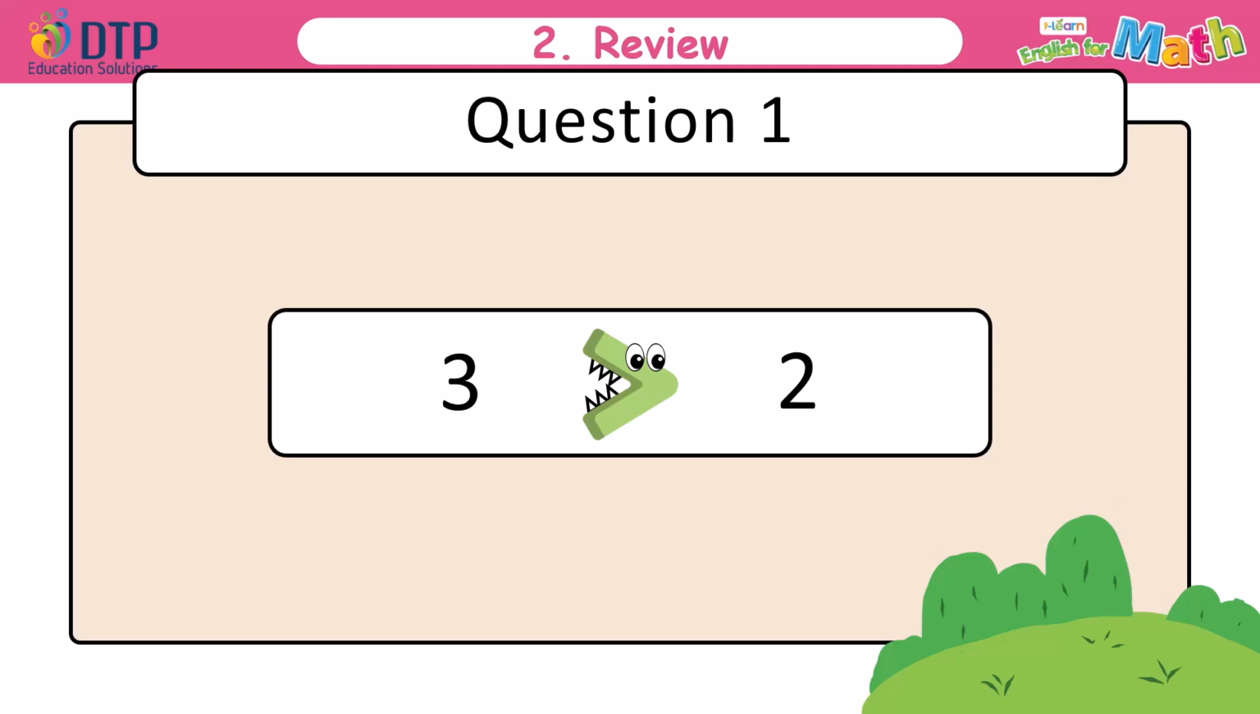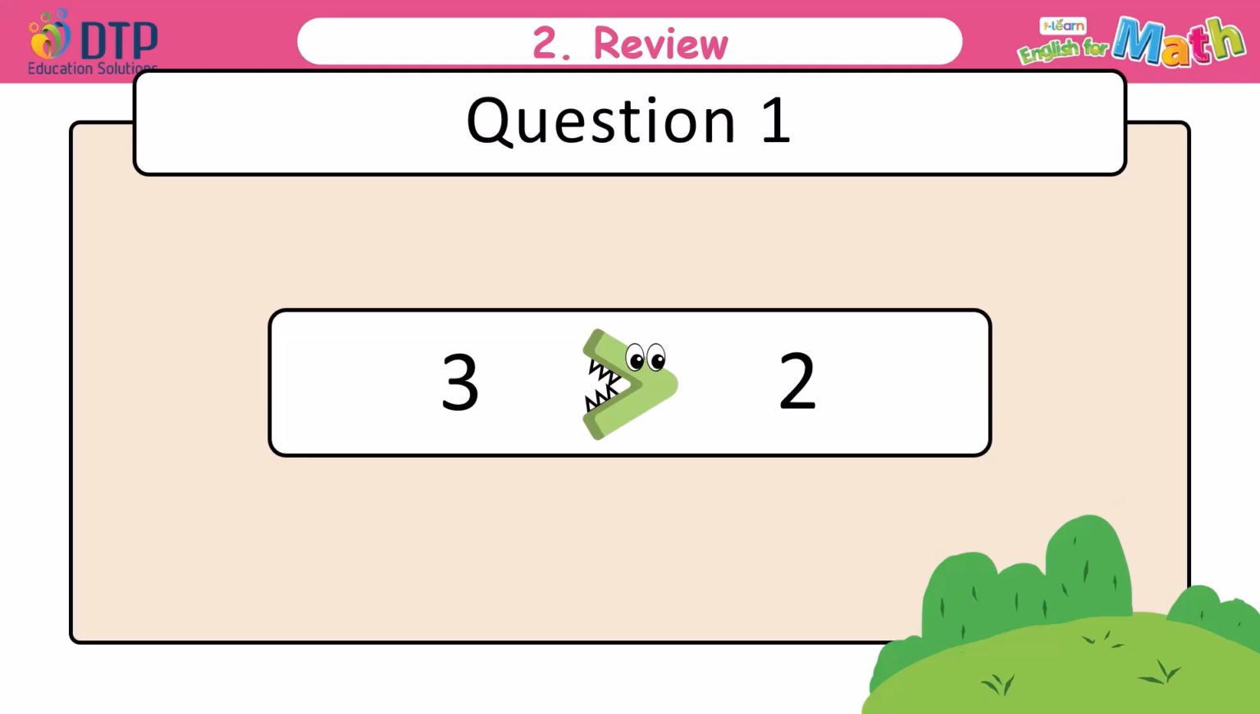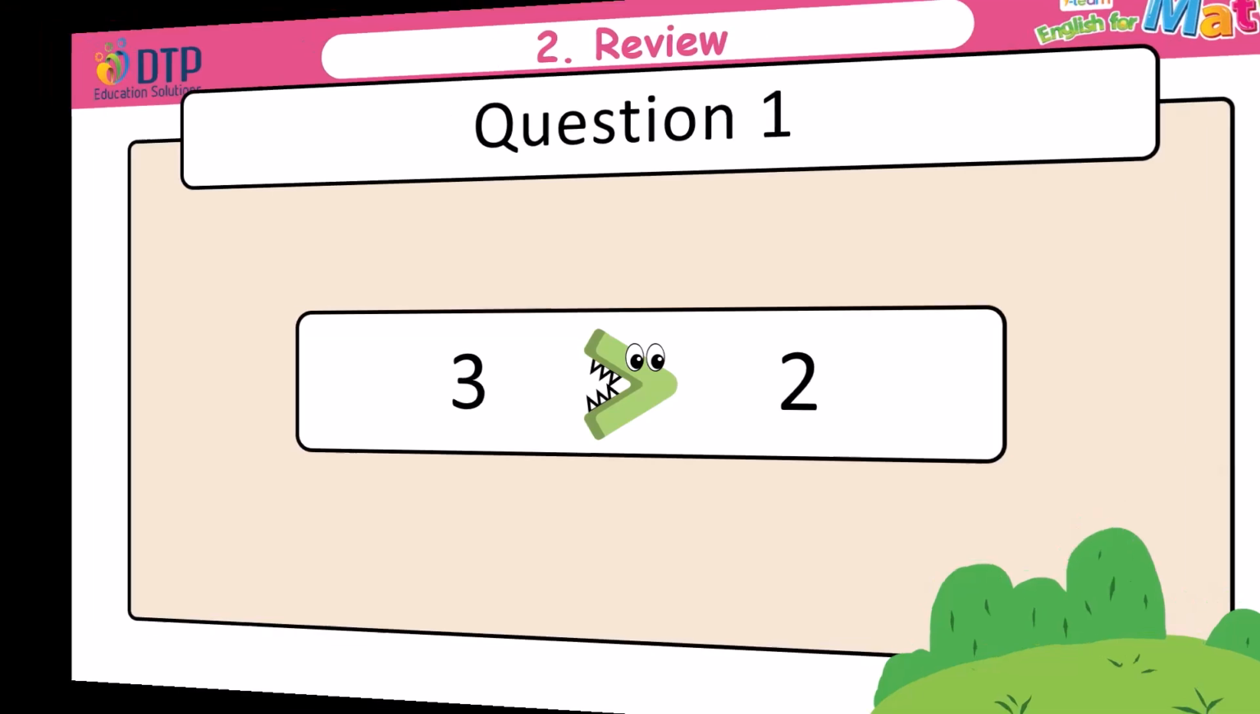Award points to the students who choose correctly. Have the student read the complete sentence. For example, 3 is greater than 2, like the example on the slide. Repeat this process for a total of 10 questions. Be sure to correct their pronunciation and intonation as well. Don't forget to encourage the students to participate actively and keep track of the time to ensure everything runs smoothly. And this section should last about 6 minutes.